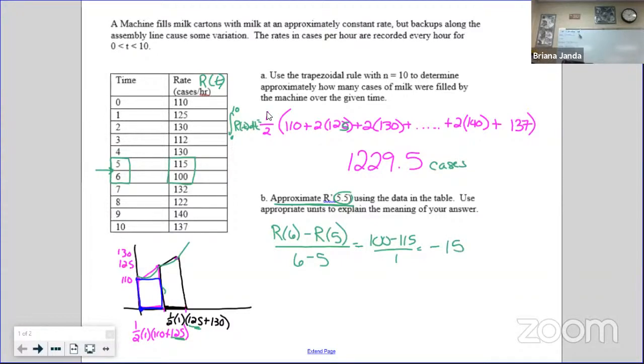And then always labeling the same way we've labeled all year, right? If I just got my answer from a quotient, think about the labels of those numbers in your quotient. R is cases per hour. 6 and 5 are time, which would be labeled with hours. And so we have cases per hour divided by hours. This would be cases per hour squared. And so I would say that it is decreasing 15 cases per hour squared at about 5.5 hours. Questions?